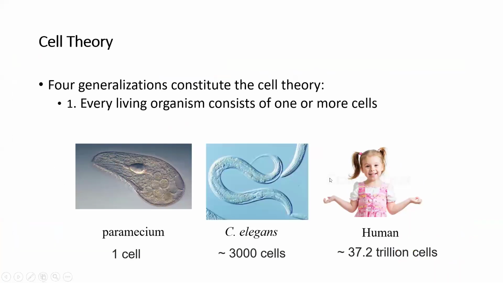All right, now we're going to talk about the cell theory. There are 4 parts to the cell theory. The first part of the cell theory is that every living organism consists of 1 or more cells. We kind of know this already, right? From our first class. All living things are made up of cells. But how many? Well, at least 1. And it could be a lot more.